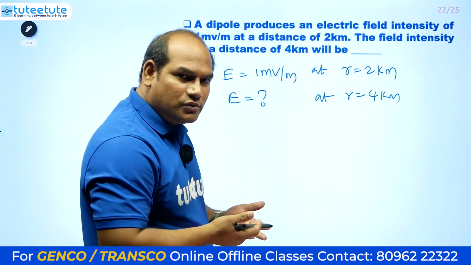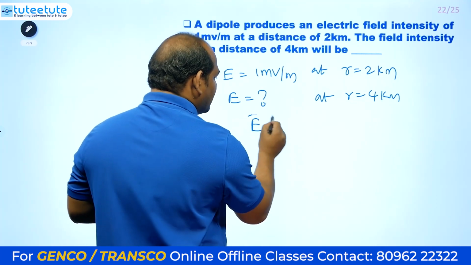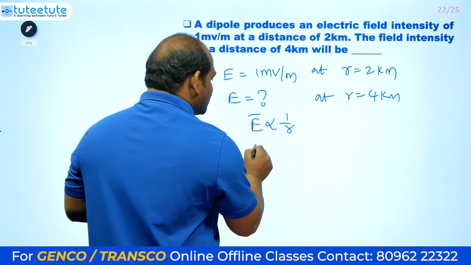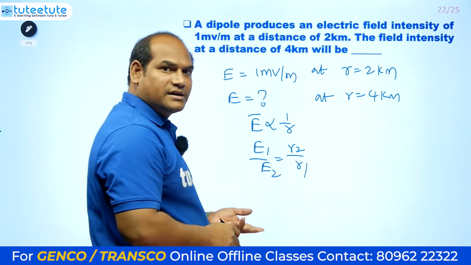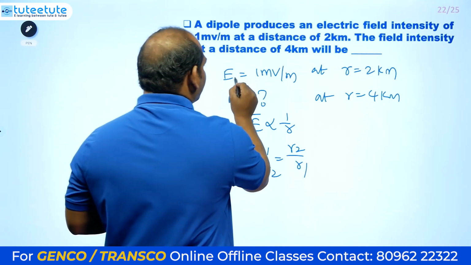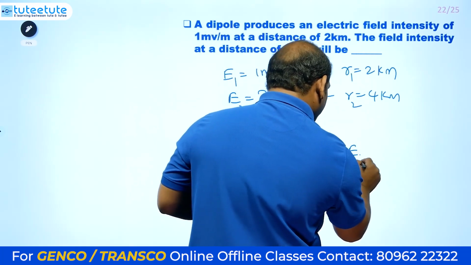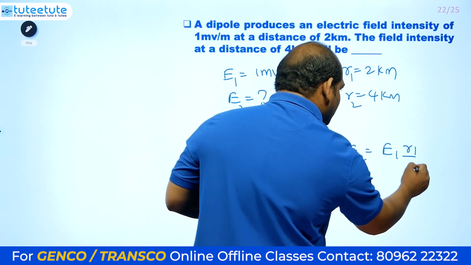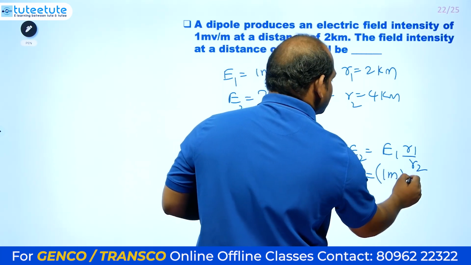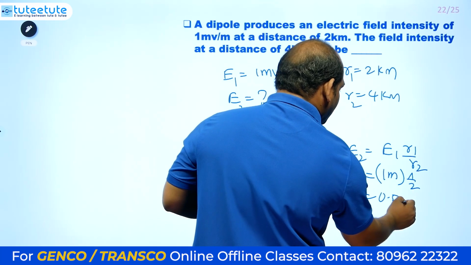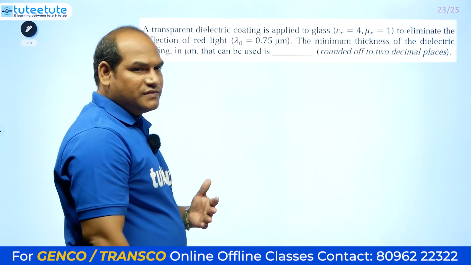For this, again, we need the relation between distance and electric field. Just now I told you the electric field varies inversely with distance. That means E1 by E2 is equal to R2 by R1. Because they are inversely related, take E1, E2, R1, R2. We need the E2 value, so that is equal to E1 into R1 by R2. E1 is 1 milli and R1 by R2 means 1 by 2. That is equal to 0.5 milli volts per meter. That's it. Like this we can calculate. Next question we will see.